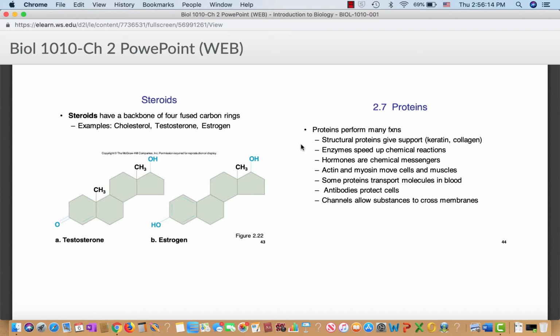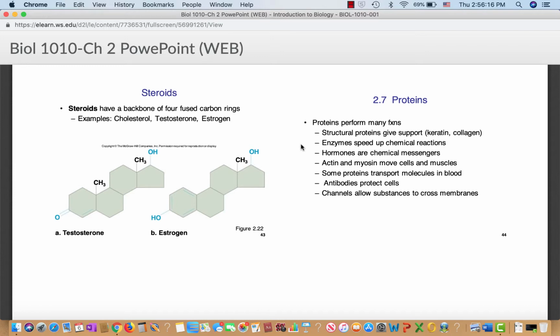Proteins are, well, they have a ton of functions. They can support things, they can catalyze reactions, they can function as chemical messengers. Actin and myosin move your cells and contract your muscles. Some are used as transport molecules in blood, like albumin. Albumin's basically your body's taxi driver. It just sends everything everywhere.